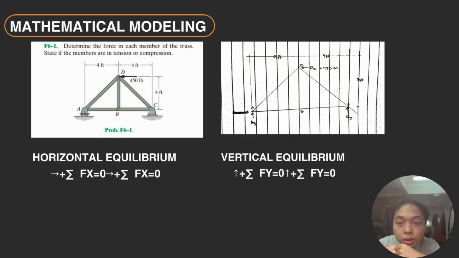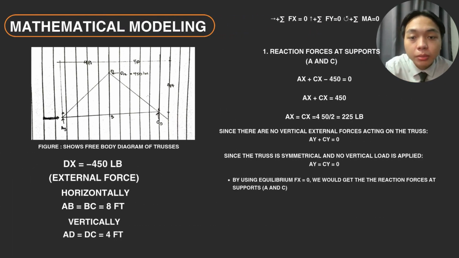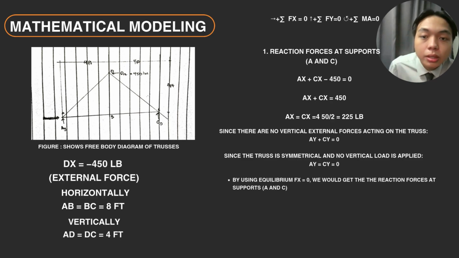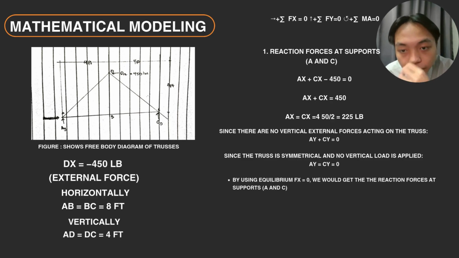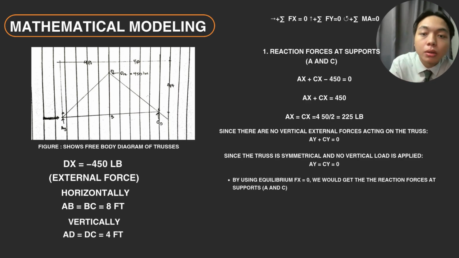As you can see, horizontal equilibrium, Fx equal to 0, and vertical equilibrium, Fy equal to 0. Alright, so we're moving on to the mathematical modeling, and it shows there that I drew the FBD of the truss. As you can see, the Dx, which is minus 450 pounds on the left side, uses the equilibrium of Fx equal to 0.